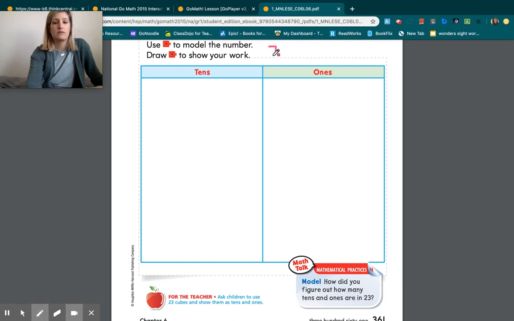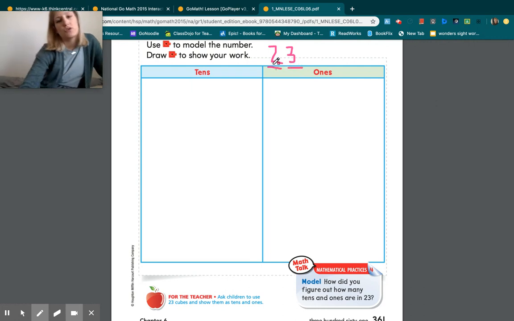And I want you guys to think with me. Remember the trick that she taught us? The tens are in this spot and the ones are in this spot. So there are 2 tens in 23. Let's draw the quick picture for that. And how many ones? 1, 2, 3.